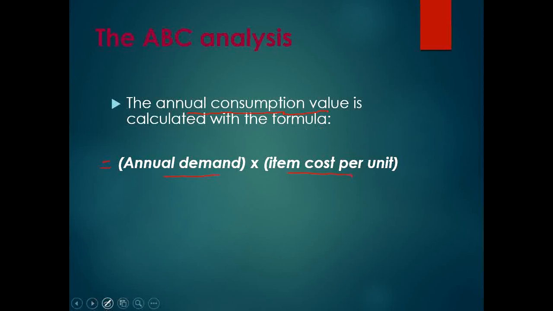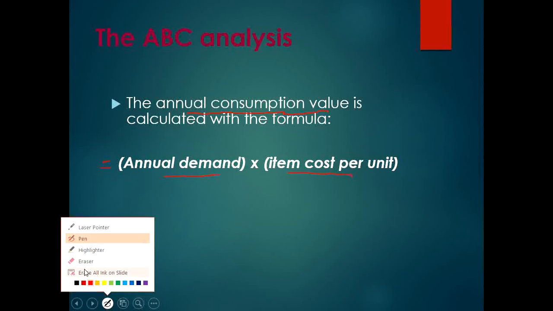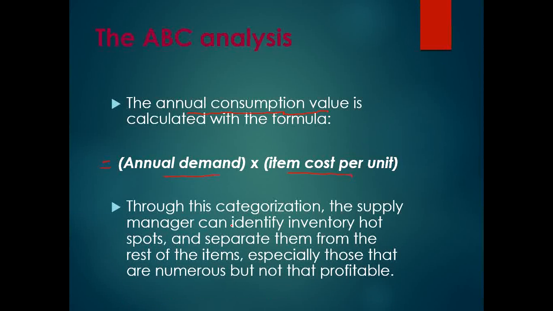Okay, so like that, if I go through this category, then the supply manager can identify, so what is the use of ABC analysis? The supply manager can identify inventory hotspots and separate them from the rest of the items, especially those that are numerous but not profitable. Okay, so this categorizing is done. If the costly items are categorized and the less costly are categorized, what will happen? We can bring out economy in the project.